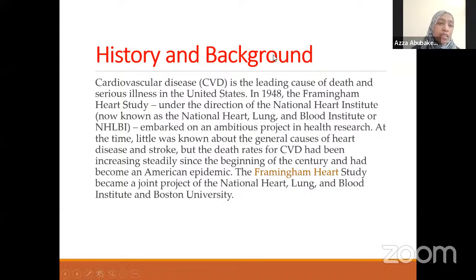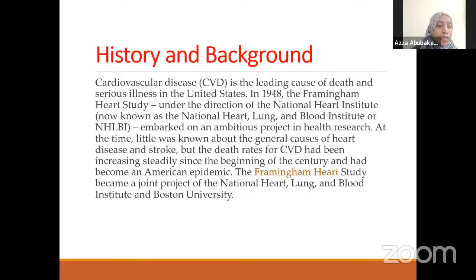Why did they start this study? Because we know that cardiovascular disease is the leading cause of death in the United States. So in the year 1948, the Framingham Heart Study was started, and it's a project to find out the major risk factors for cardiovascular disease.